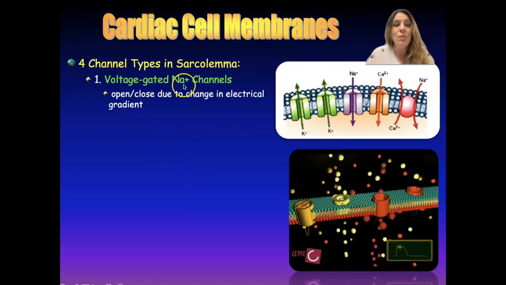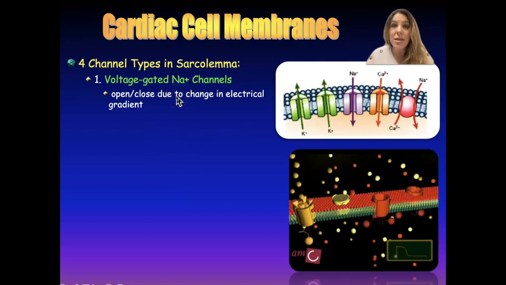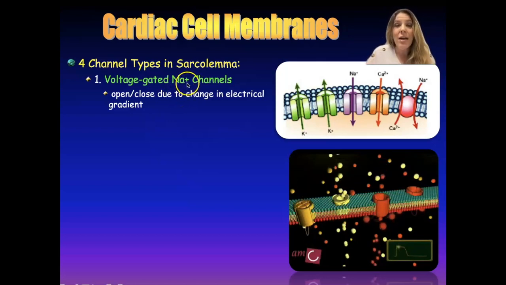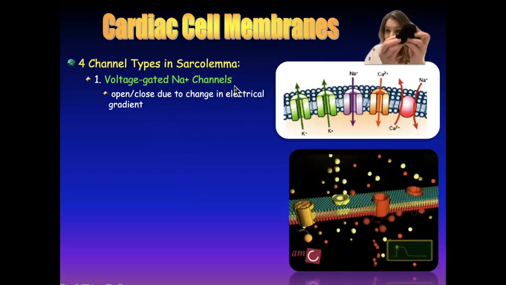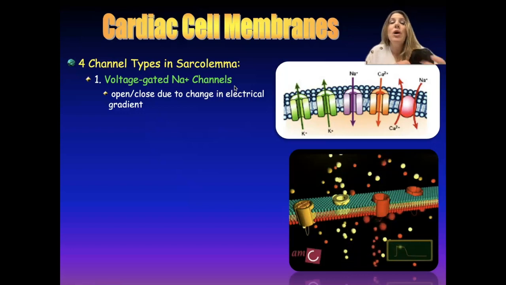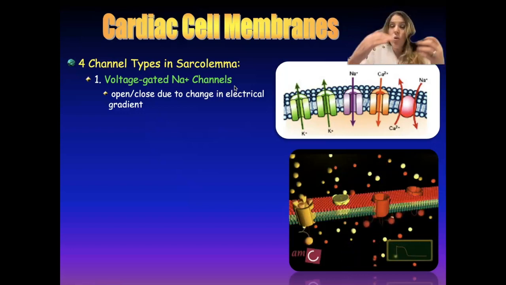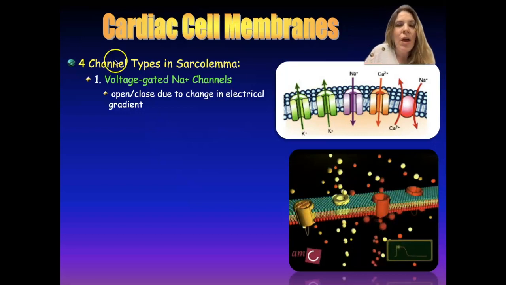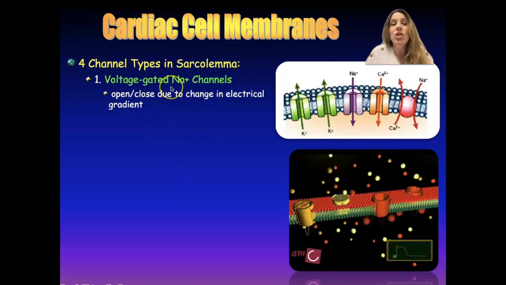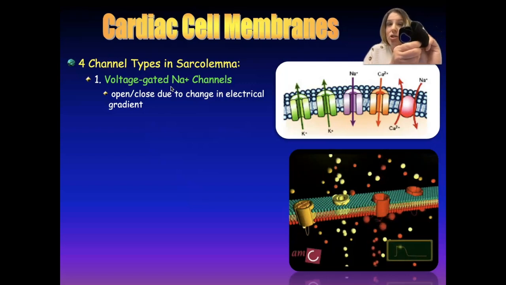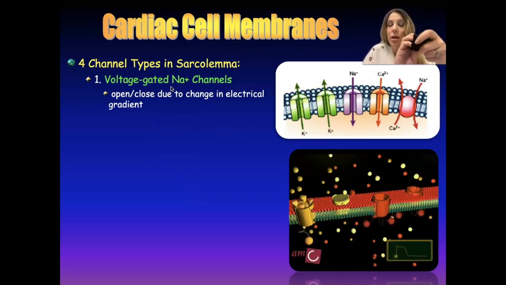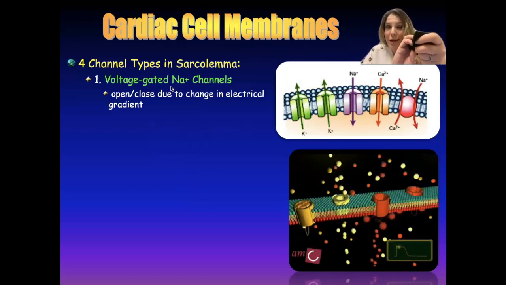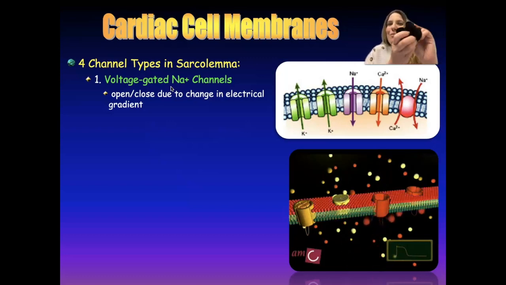So Na+, remember, is a cation, a positively charged ion, dealing with sodium. So a sodium channel means that it's a protein that's going to allow sodium in or out of the cell. And by voltage gated, we mean what's going to trigger a conformational change of that protein, in other words, the opening or the closing of the gate of the protein.